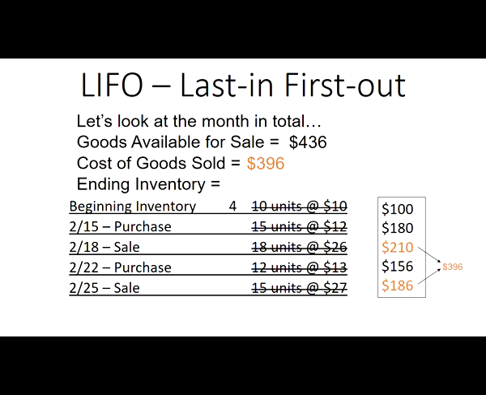Our ending inventory, where was it? Well, with FIFO, our ending inventory was down here. With LIFO, our ending inventory is up here. And again, that makes some intuitive sense. Under LIFO, we're selling the newer stuff first. And so all this new stuff is gone.